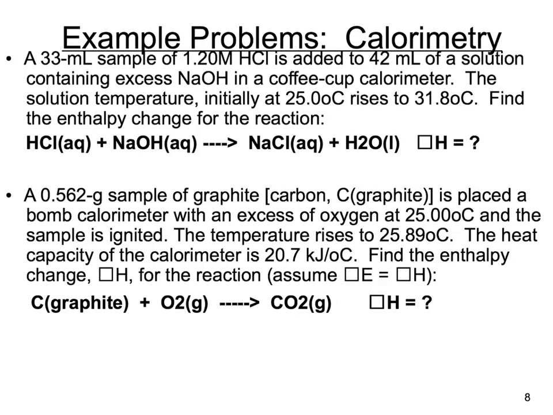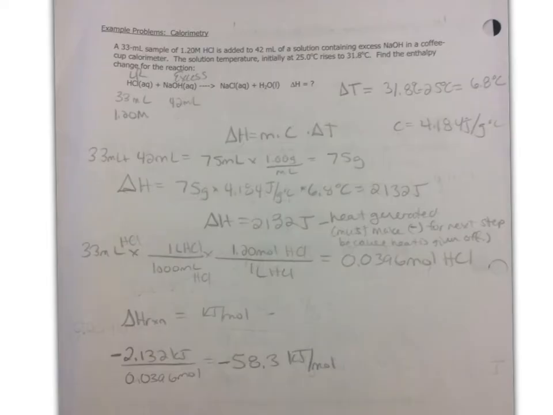Take a look at these calorimetry problems. These are typical problems that you would see that use calorimeters, and we will break them down into the next two slides. For the first calorimetry problem, we have a 33 milliliter sample of 1.20 molar HCl, and we're adding that to 42 milliliters of a solution containing excess sodium hydroxide in a coffee cup calorimeter.